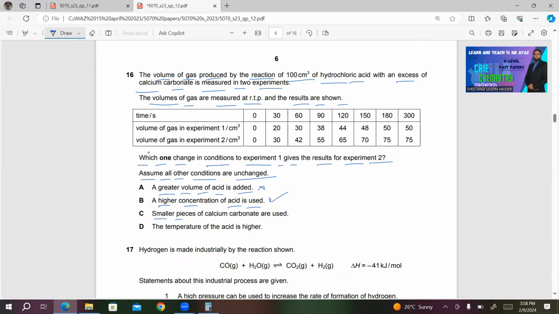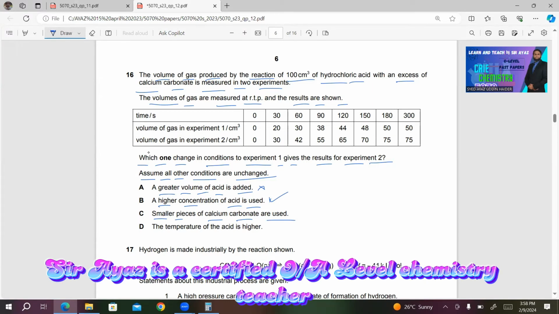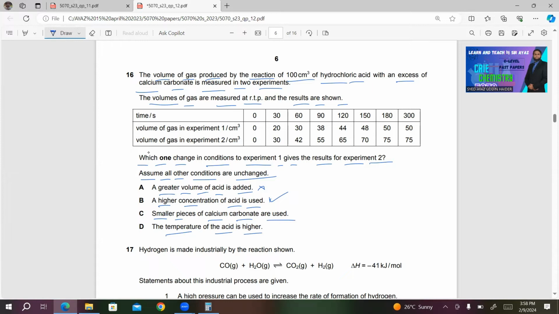C, small pieces of calcium carbonate are used. Small pieces of calcium carbonate only increase the rate of reaction. This won't increase the amount of gas produced. D, the temperature of the acid is higher. This also increases the rate of reaction, but it will not increase the amount of gas produced. So B will be the right answer in this case.